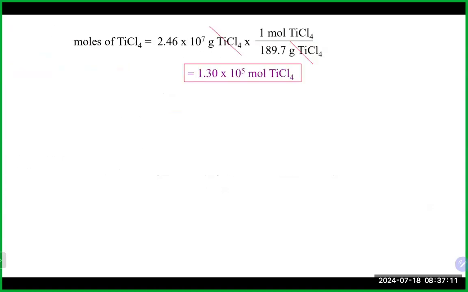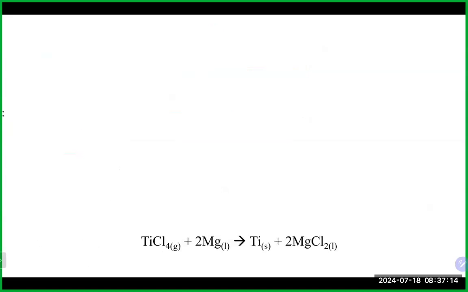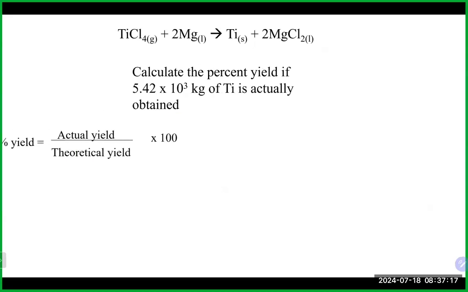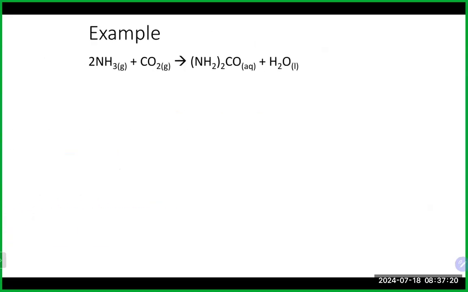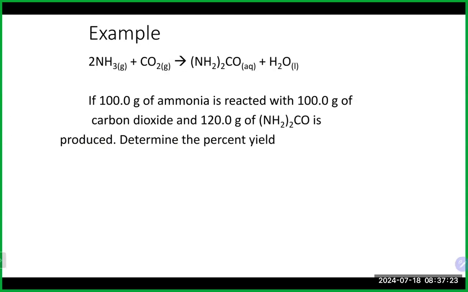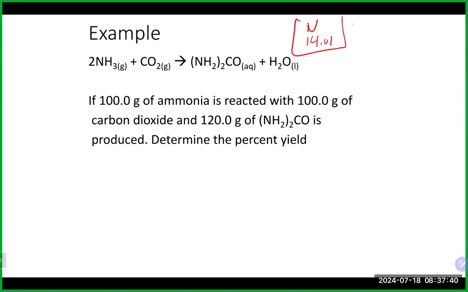Let's get this one. It's kind of similar here. All right, let's do this one here. If we take 100 grams of ammonia and 100 grams of carbon dioxide, and we produce 120 grams of NH2CO, what is the percent yield here? So some numbers here: nitrogen 14.01, hydrogen 1.008, oxygen 16, and carbon 12.01. All right, so see what you come up with.